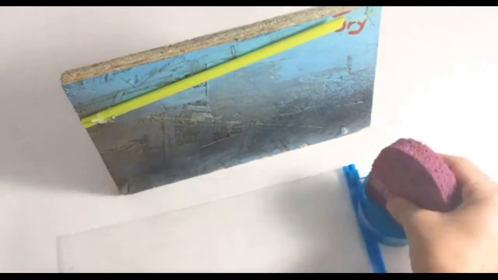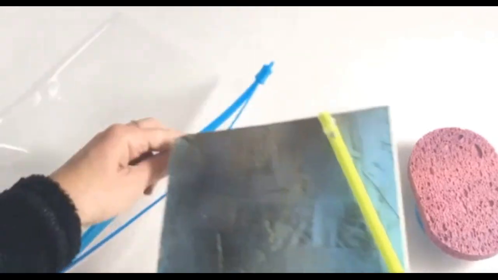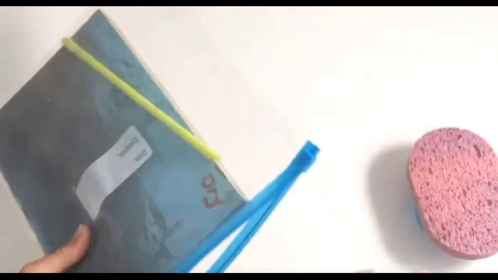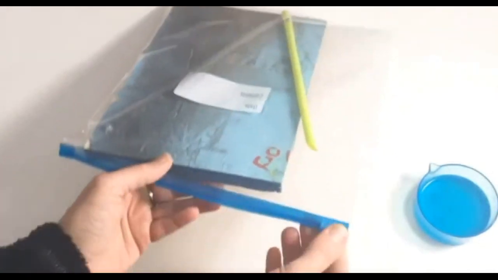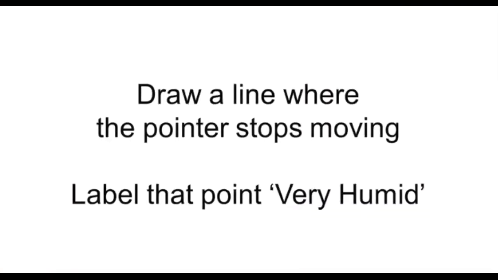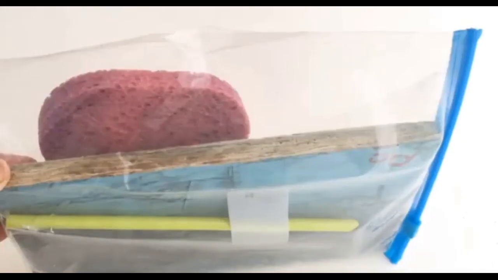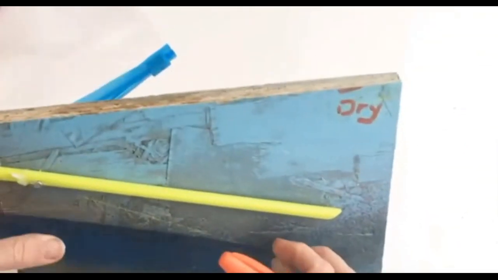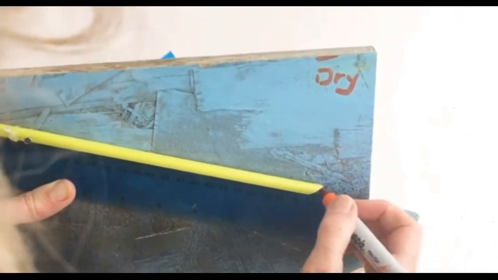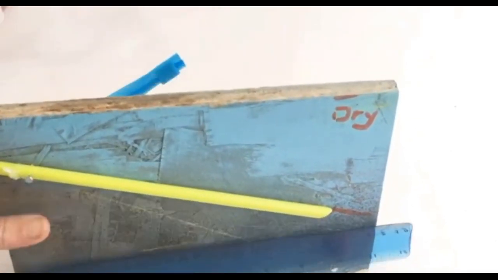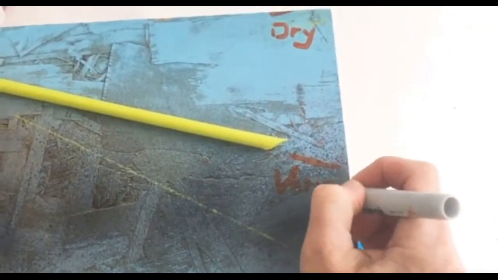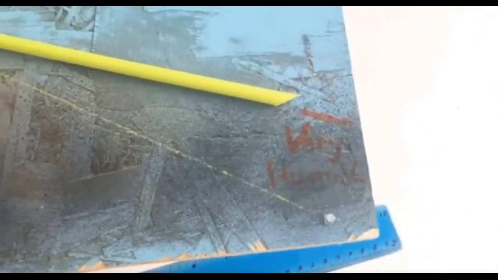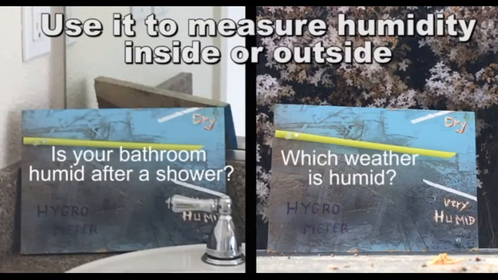Make a wet sponge. Use a wet sponge to make the environment humid. This will cause the hair to elongate and the indicator will go down so that you can mark that point as very humid. You can use this inside or outside.